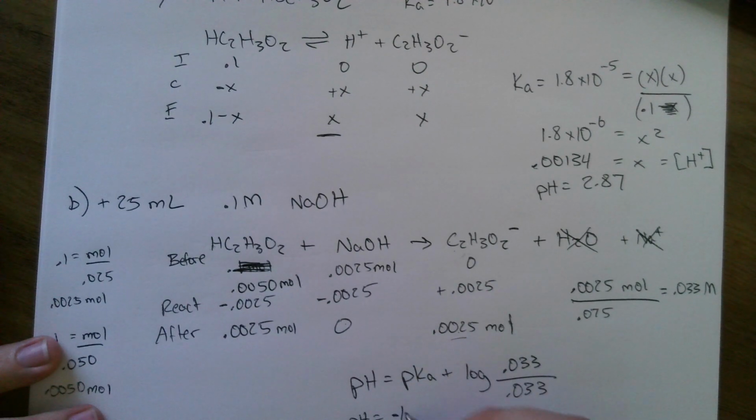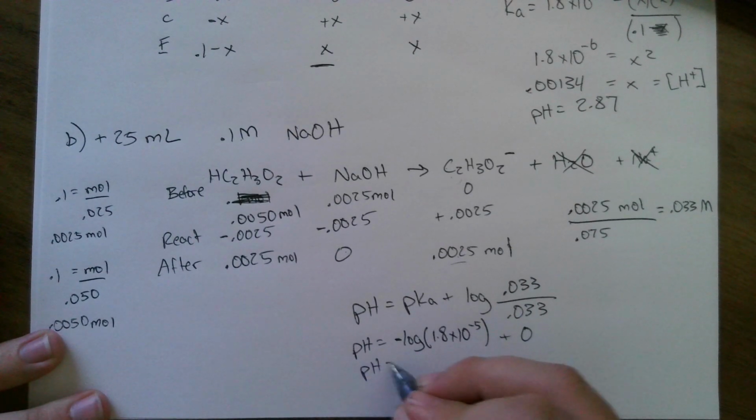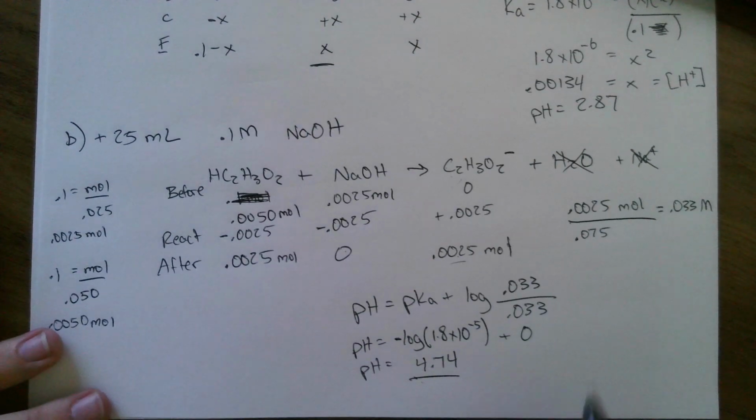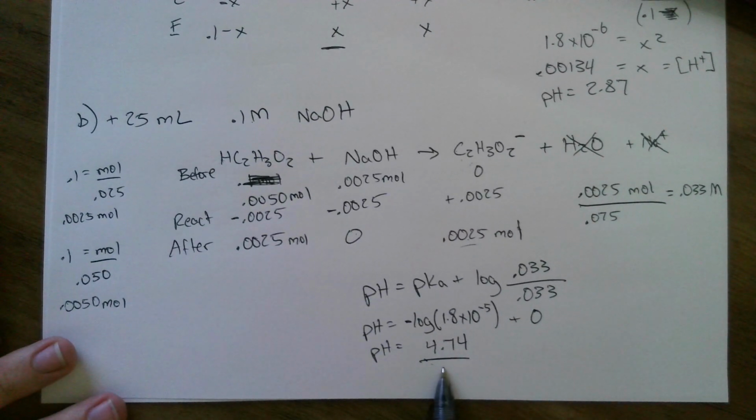pKa is the negative log of a Ka given to me in the problem, plus the log of 1 is just 0. So the pH of this one equals this, which is 4.74. That same number we keep seeing. So in part B, the pH equals 4.74.